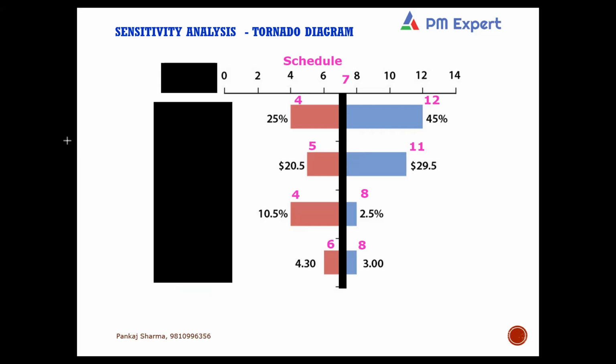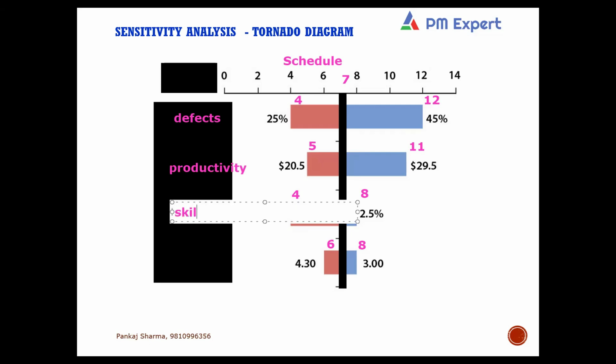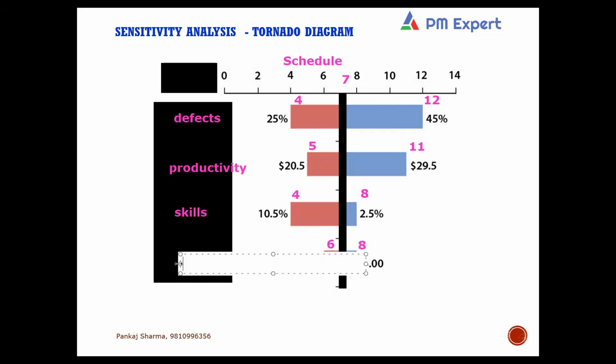Right? Now, quality or number of defects, right? Can it impact the schedule? Yes. What else? The productivity or utilization, skill set, right? Skills can be one more factor. Maybe attrition, you can think about factors later on. There can be multiple factors, right?